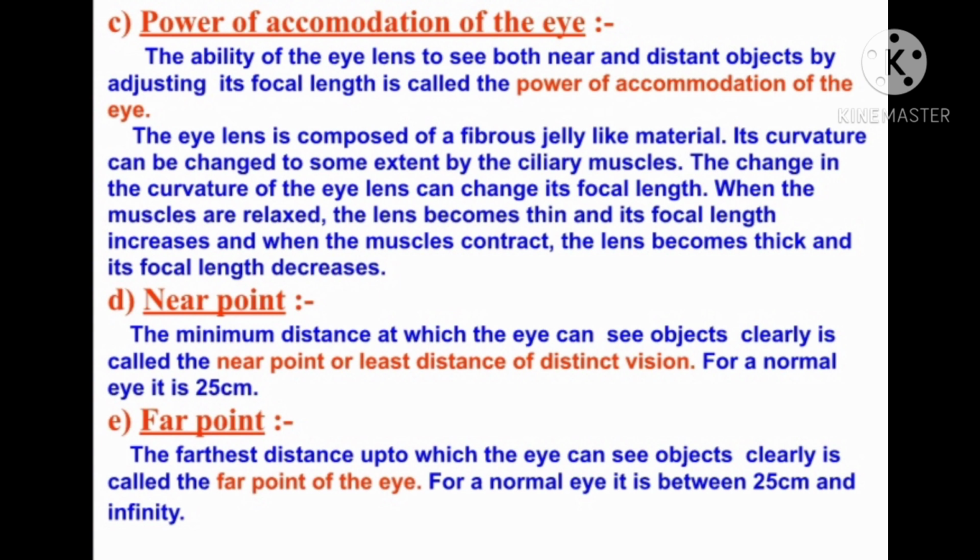The next is far point. The far point is the farthest distance up to which the eye can see objects clearly without any strain, and it is known as the far point. And for normal eye, it is infinity. So it means for normal eye, the vision varies from 25 centimeter to infinity.